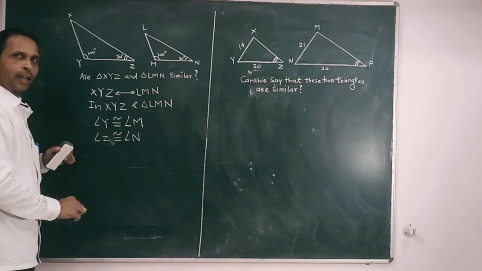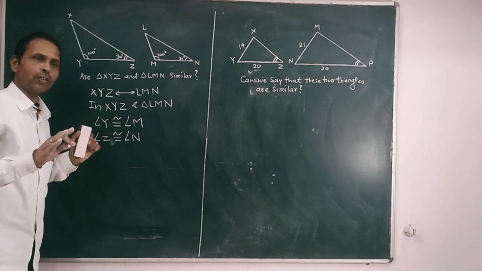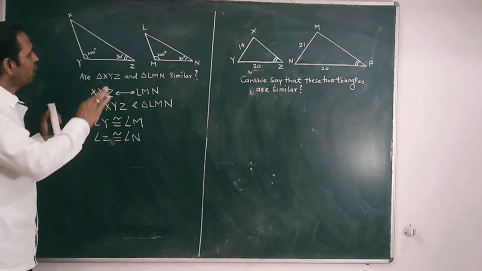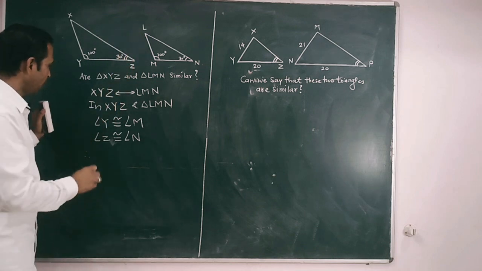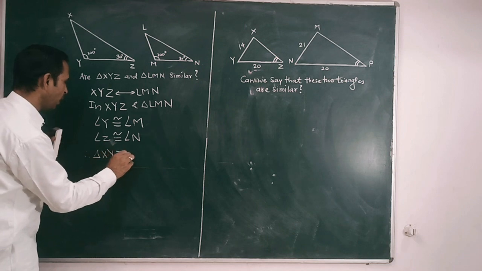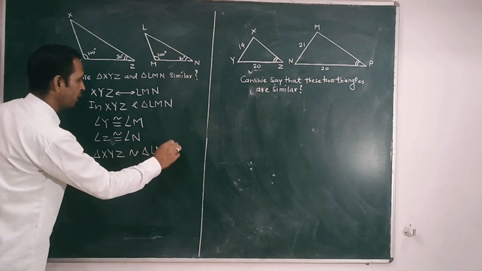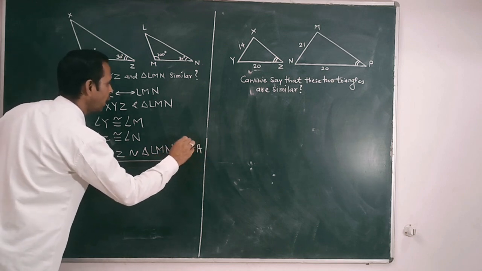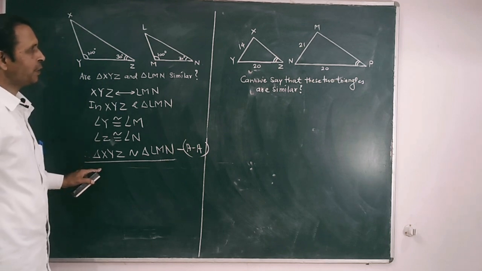These two angles are congruent. All other sides are automatically in proportion, and the remaining third angle is also congruent, and that's why we say that triangle XYZ is similar with triangle LMN by the test AA similarity. This test we use here, that is AA similarity.